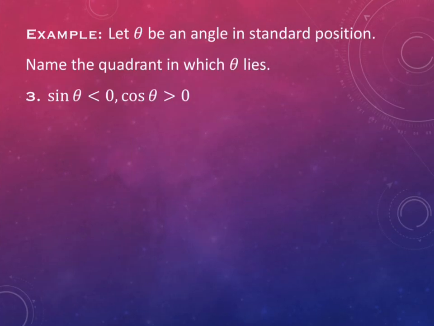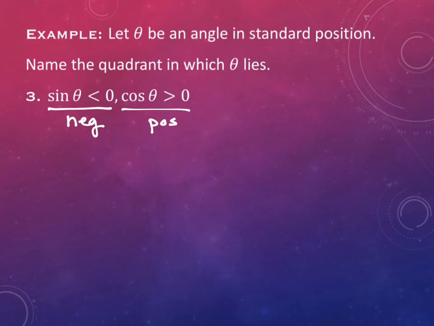So we're going to be given example number 3 then, some information that tells us about the sign. They tell us that the sign of each of sine and cosine are either positive or negative, and we decide based on that information which quadrant or quadrants would actually match. So this one tells us that the sine value is negative and that the cosine value is positive.